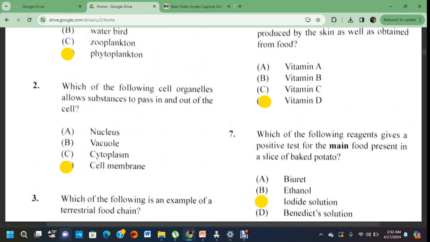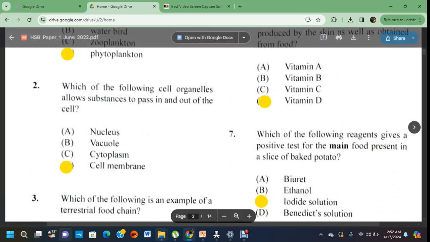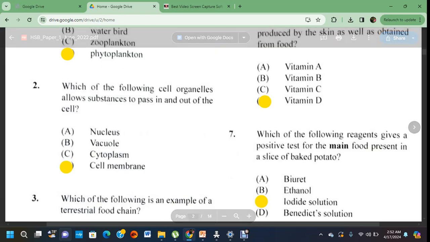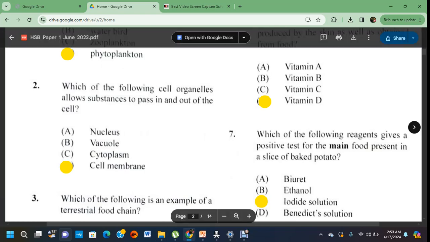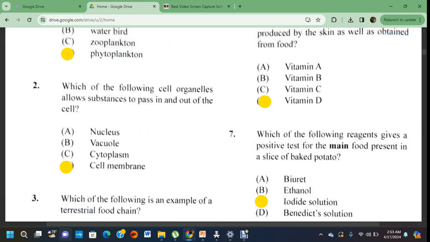Number two said, which of the following cell organelles allows substances to pass in and out of a cell? Now, before I go into the answer, the term organelles simply means cell parts. So instead of saying cell parts, the question says cell organelles. And of course, the correct answer is cell membrane, right? So that's one of the functions of the cell membrane, to allow substances in and out of the cell.